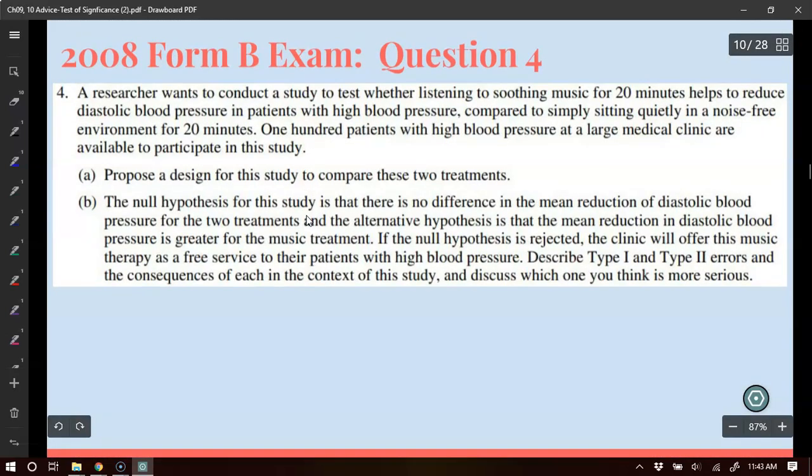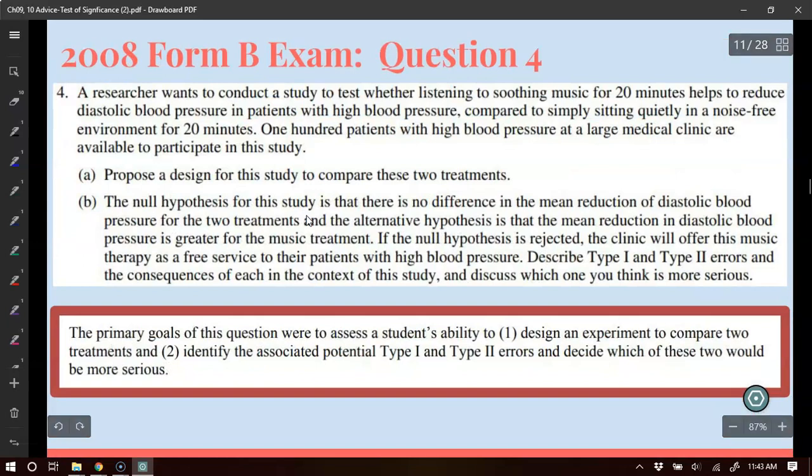So let's begin. On the 2008 Form B, question 4. This one deals with designing a study based off the prompt that compares two treatments, and then even describing a type 1 and type 2 error given that context, and also consequences of them. So really what this question is trying to analyze is, can you as a student design an experiment that compares two treatments, and can you as a student identify the associated potential type 1, type 2 errors and decide which of these two would be more serious. This is the goal they're trying to assess in this question.